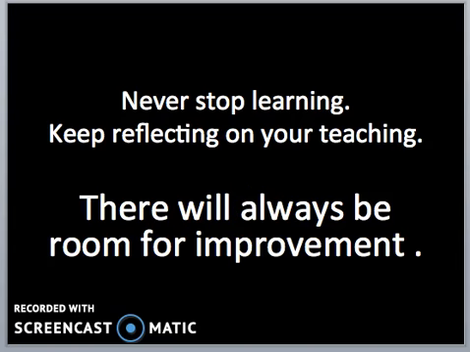All right, and remember, guys, never stop learning. Keep reflecting on your teaching. And why? Because there will always be room for improvement.